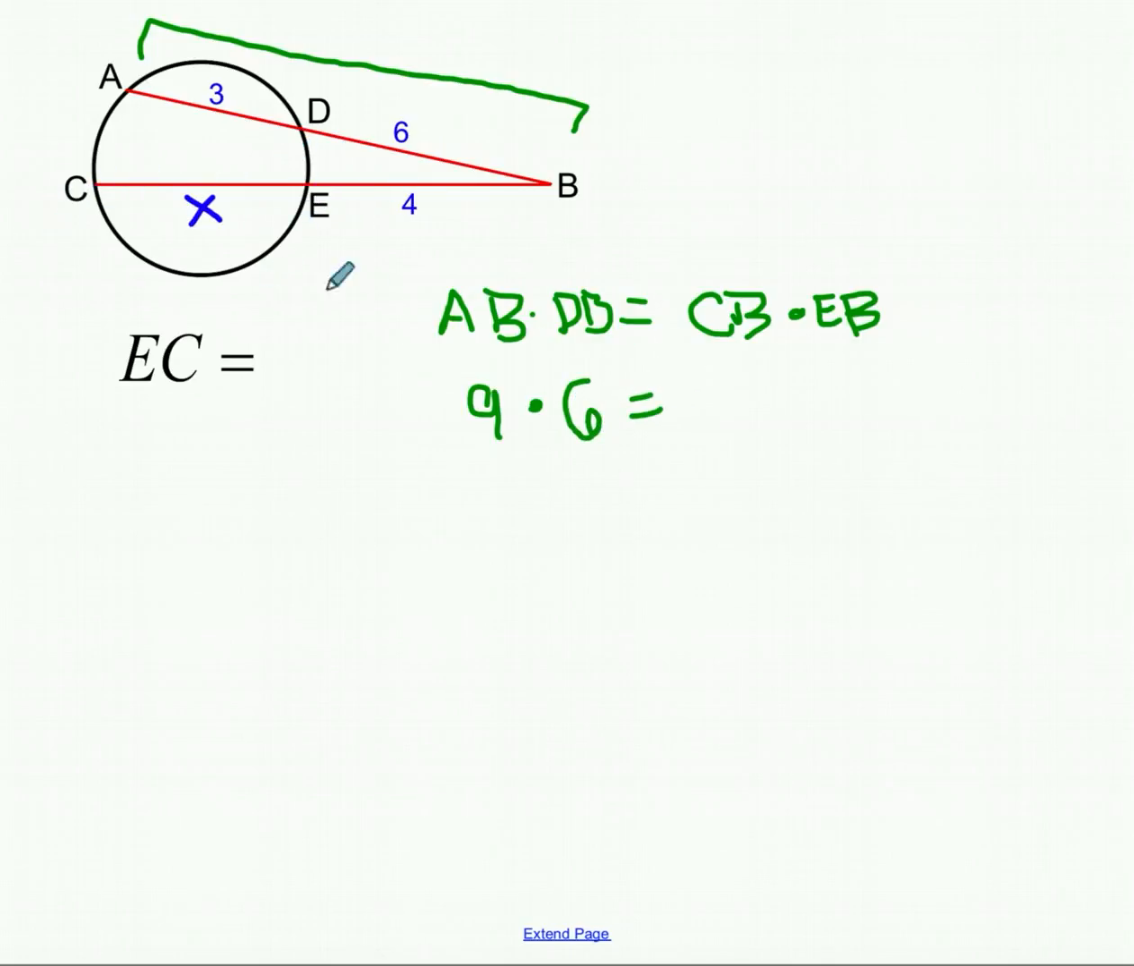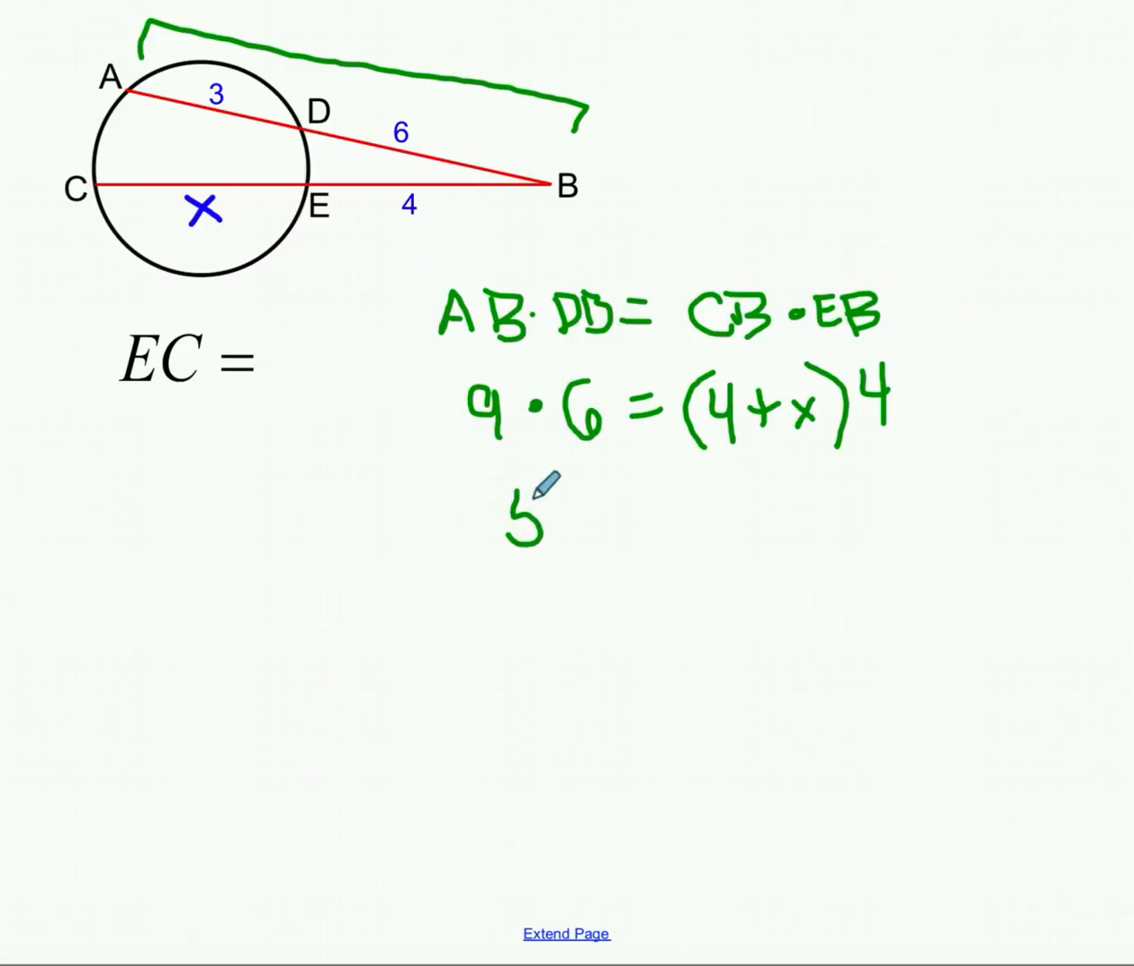CB, we don't know exactly what CB is because we don't know what X is, but we can write it as 4 plus X. The length of CB will be the same as 4 plus whatever this length is, X. And then we need to multiply that times EB, which is 4. Okay, and then we just need to solve this for X, and that will give us EC.